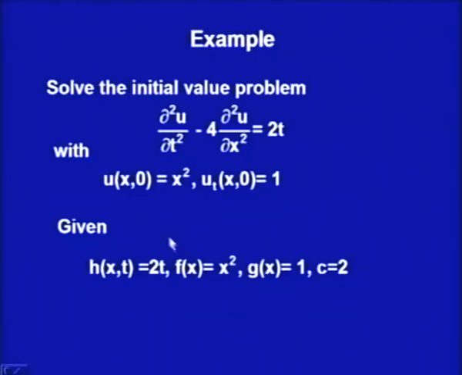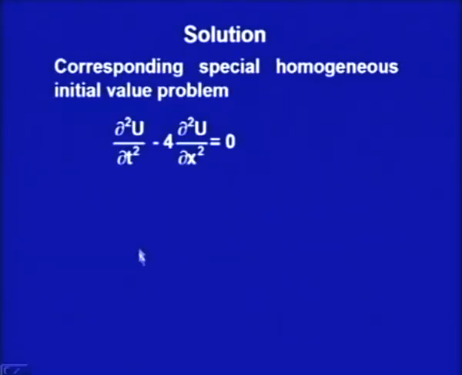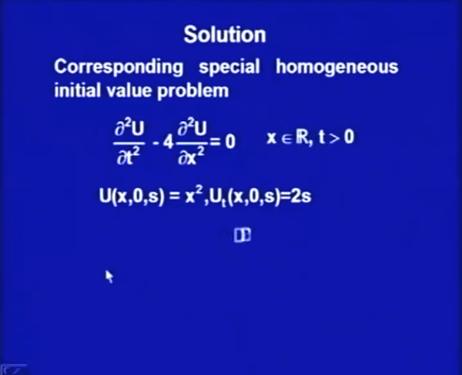Now, let us first get the D'Alembert solution for the homogeneous problem. So, the corresponding special homogeneous problem is del 2 u over del t 2 minus 4 del 2 u over del x 2 is equal to 0, with u(x, 0, s) equal to x squared and u_t(x, 0, s) equal to 2s. So, now what we have done is we have changed our non-homogeneous problem to a homogeneous problem with non-homogeneous conditions. Actually, the initial conditions themselves are non-homogeneous. The only thing we have changed is that, rather than using g(x), I am using 2s here.